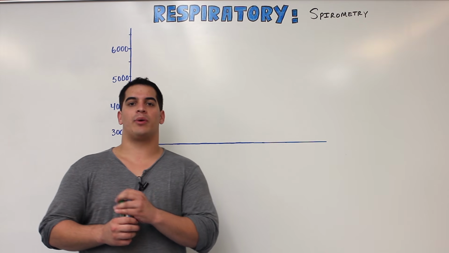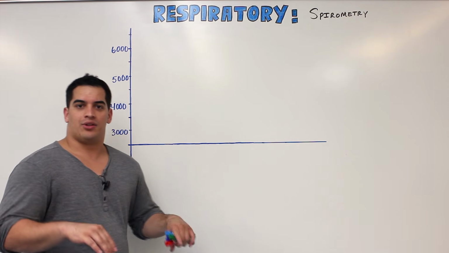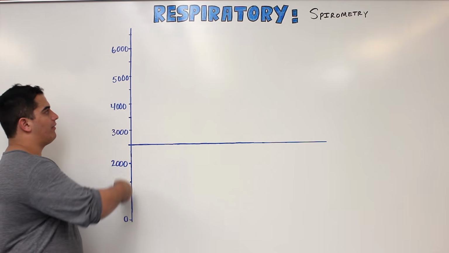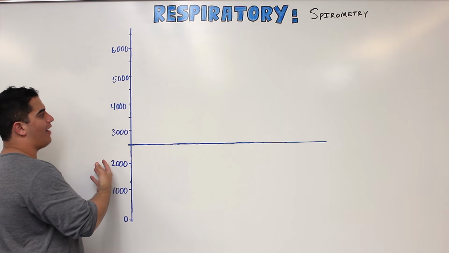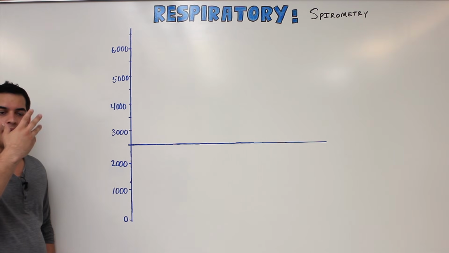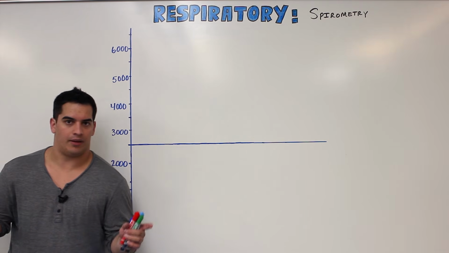Alright, engineers, in this video we're going to go over spirometry. So it's going to be a little bit of graphical representation again, but let's try to make the best of it. Here on the y-axis we're going to have basically the volume of air that's moving in and out of the lungs, right?